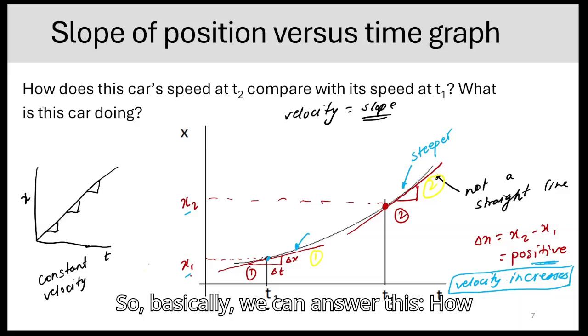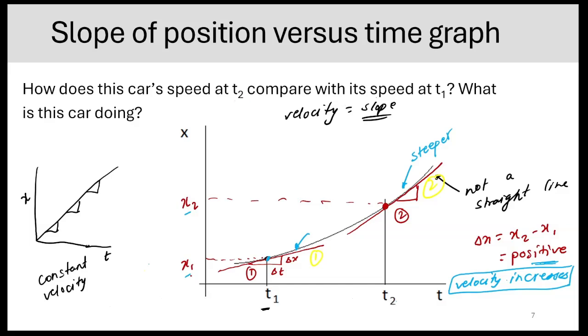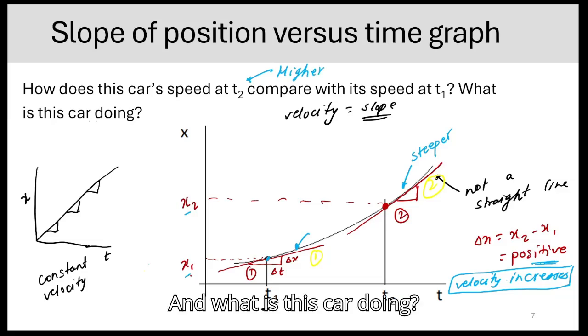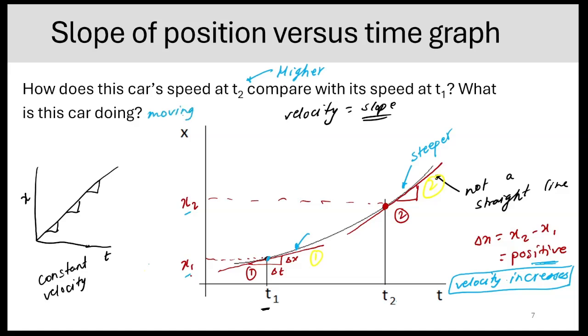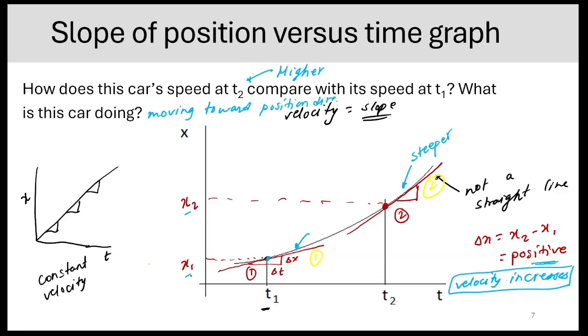So basically we can answer this: how does this car's speed at t2 compare with t1? This is higher. And what is this car doing? We can say moving toward positive direction.